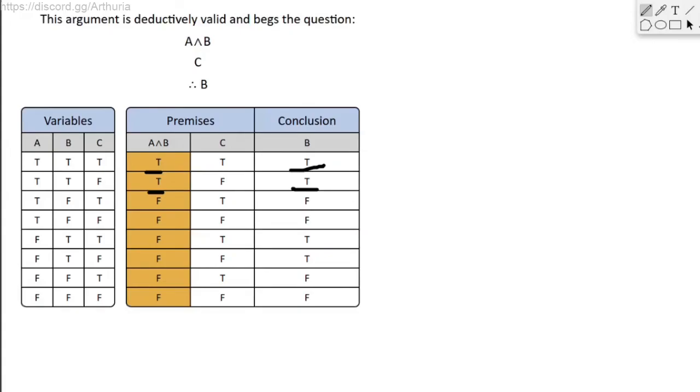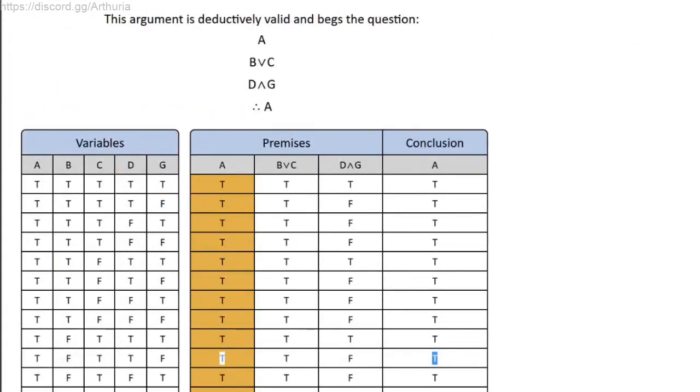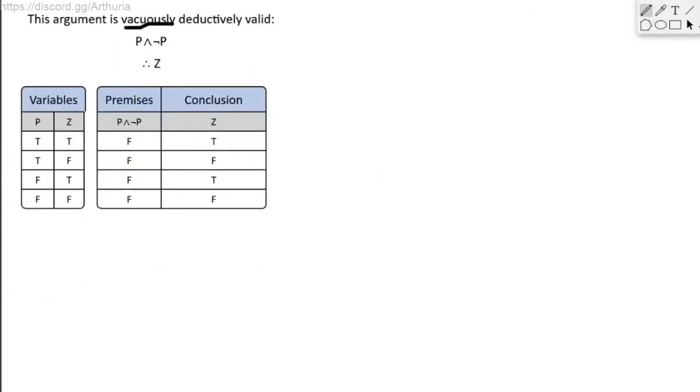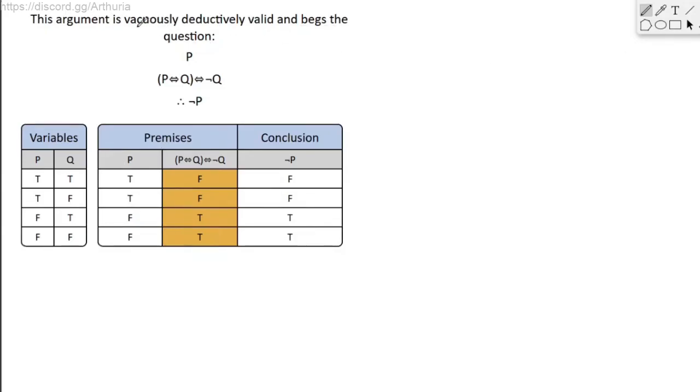Okay. I just have one more question. One of the arguments was labeled vacuously deductively valid. What does that mean? So this was the last thing that I was going to talk to you about. This one is vacuously valid when there is not a case where the premises are true together. There isn't a case where the premises are true together, so I can't do a test.